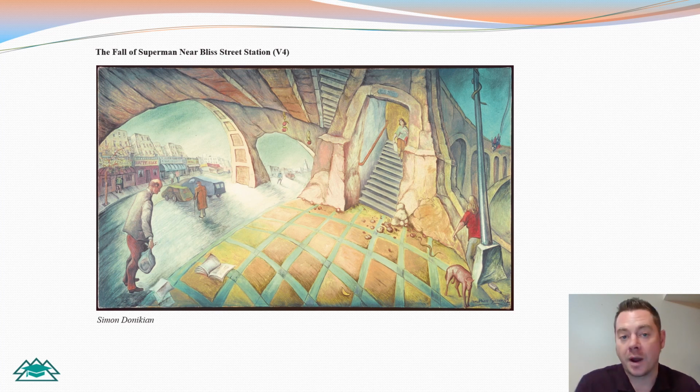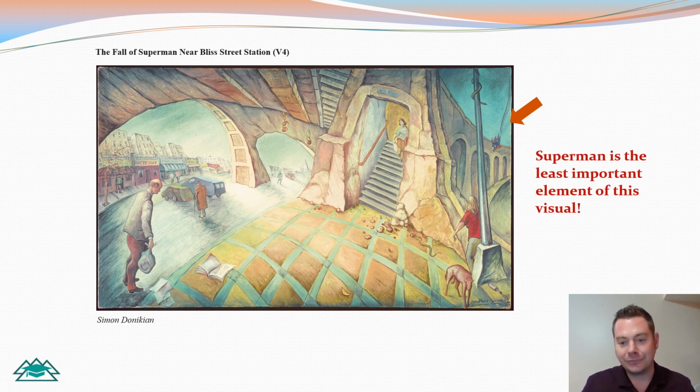Now, the third and final prompting text here is the visual, this piece of art entitled The Fall of Superman Near Bliss Street Station version 4. Now, you might have to look at it carefully before you actually find Superman falling, and he is off there in the corner. This is an example of a visual where something like this title is drawing you towards that, because the fall of Superman is the first part of it. However, Superman is actually the least important element of this visual.